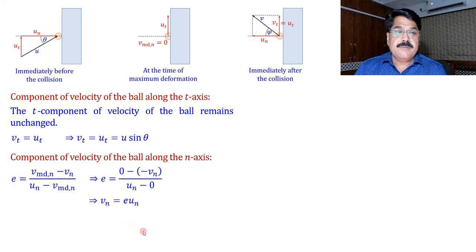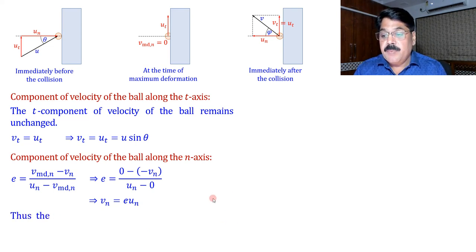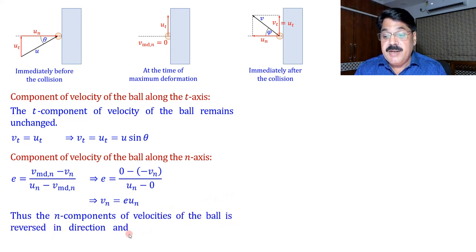It means the velocity of the ball along the normal component has reversed after collision with the stationary plate and becomes e times, just as we have seen in the case of head-on collision of a ball with a massive stationary plate. Thus, the n component of velocity of the ball is reversed in direction and becomes e times in magnitude.